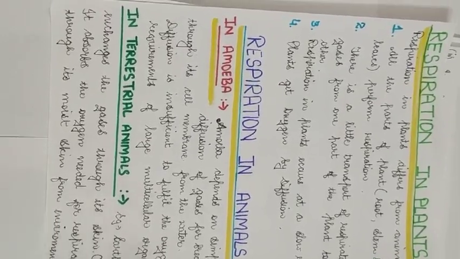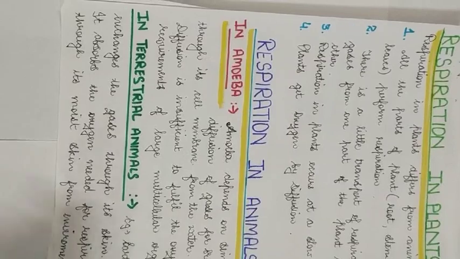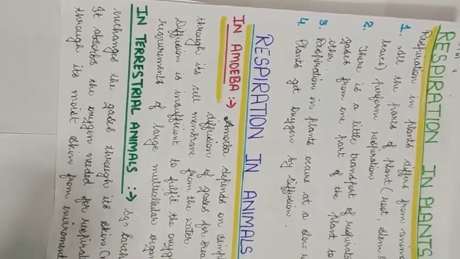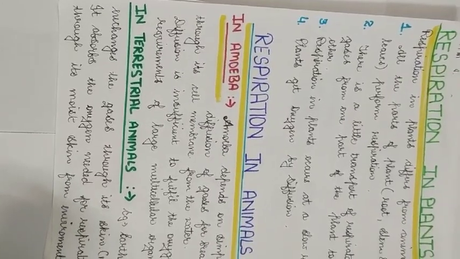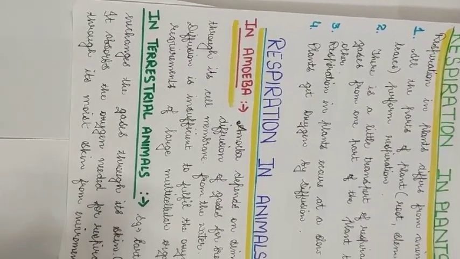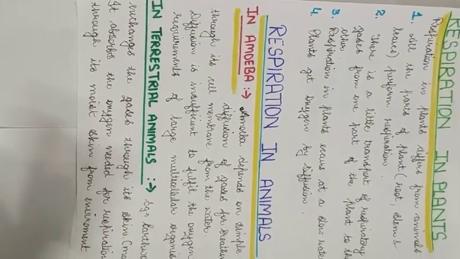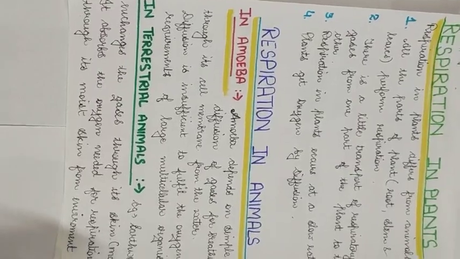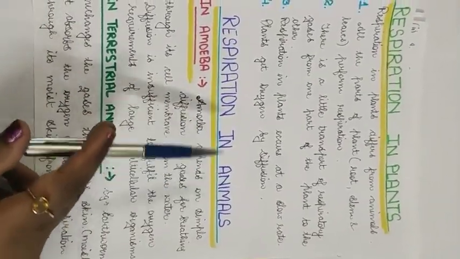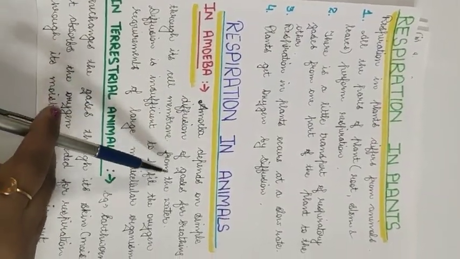cell through the semi-permeable cell membrane, and along with the water the oxygen also enters. The amoeba will absorb the oxygen and it will mix with the other things, and then it requires the oxygen to digest its food, and the energy will be produced. So this is how amoeba undergoes respiration. It depends on simple diffusion of gases for breathing through its cell membrane from the water.